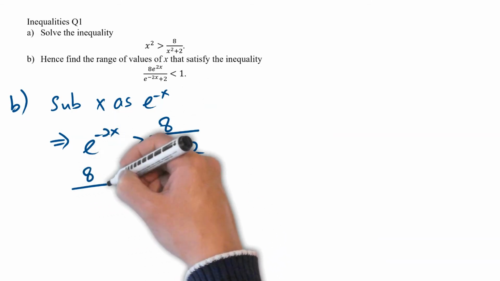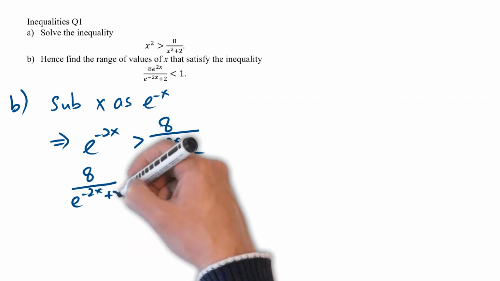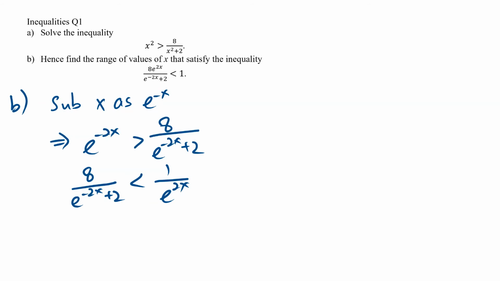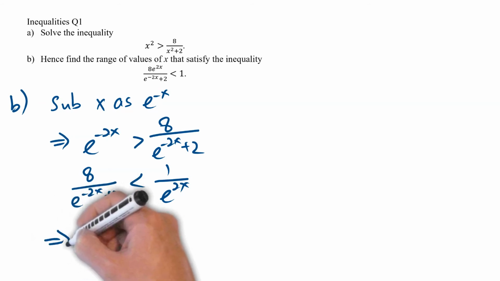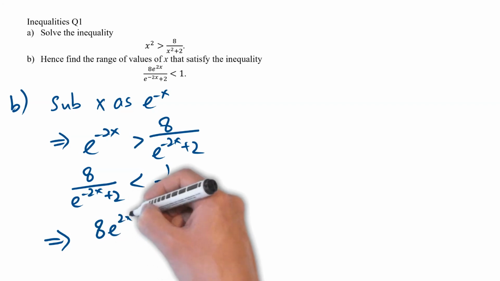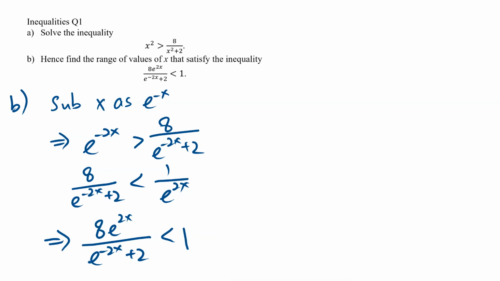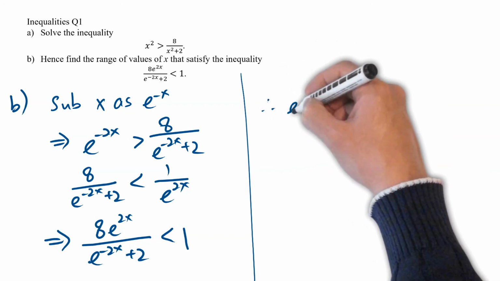We can then swap the two terms around and rewrite e to the power of negative 2x as 1 over e to the power of 2x. Thereafter, we can cross multiply the e to the power of 2x across to obtain 8e to the power of 2x over e to the power of negative 2x plus 2 less than 1, which is the inequality that we are asked to solve. And therefore, we know that substituting x as e to the power of negative x is a correct substitution.